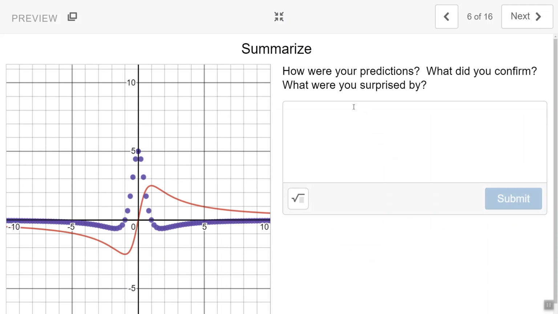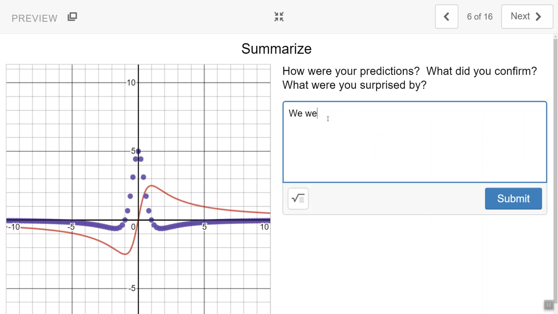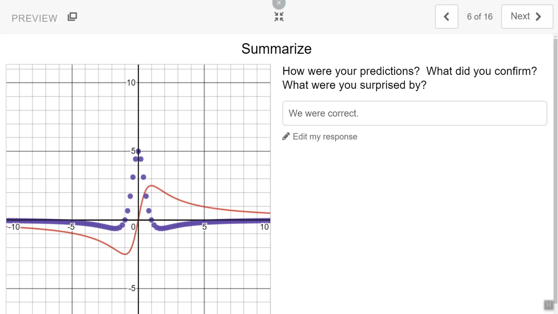How are your predictions? What did you confirm? What were you surprised by? Weren't we correct on that? Okay. So I'm just going to submit that. Okay. We were correct. Cool. All right. Next. Number 7 then. Any questions so far, guys?